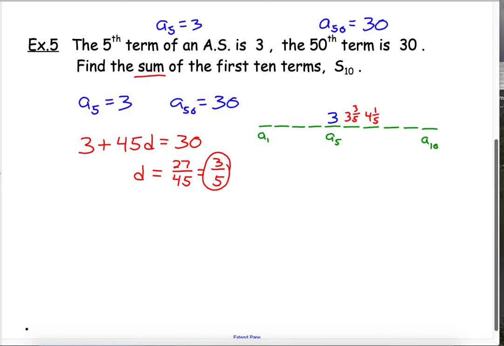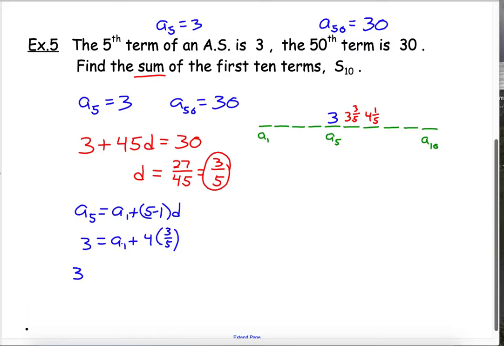Now, by the way, let's back up for a second. If we know the common difference is 3/5, let's switch to, how about blue? I know that a sub 5 is equal to a sub 1 plus 5 minus 1 times the common difference. And a sub 5 was 3. I don't know a sub 1. And I know the common difference was 3/5. So I can figure out the first term.